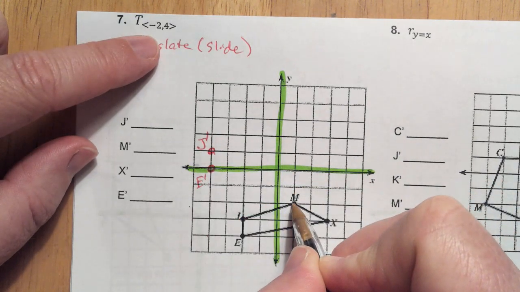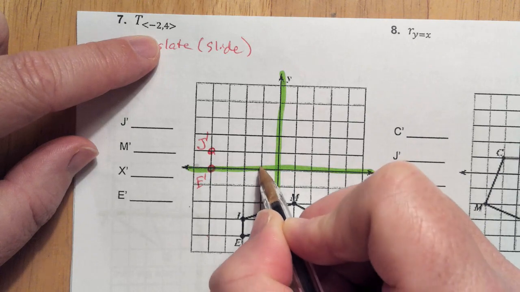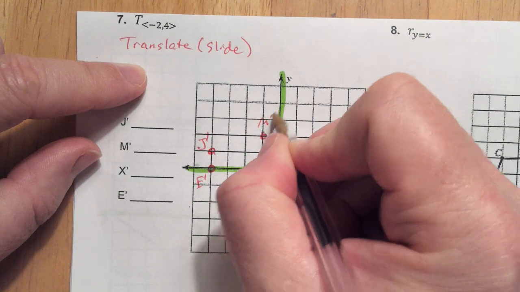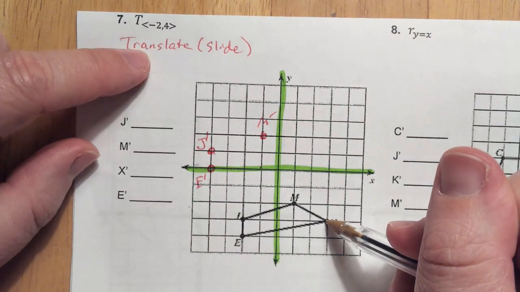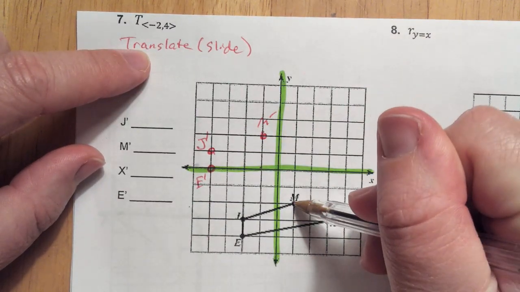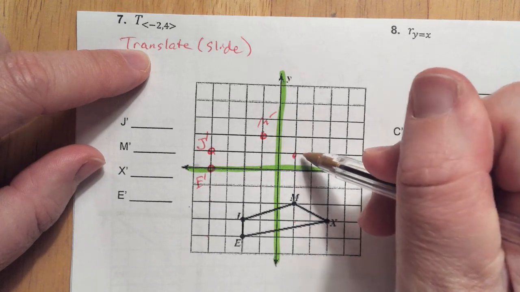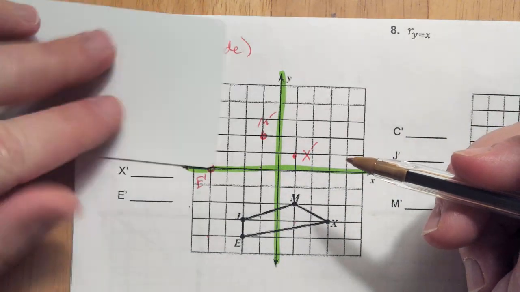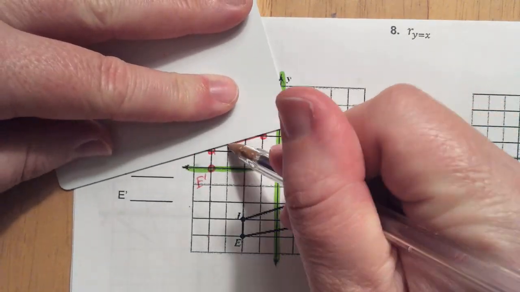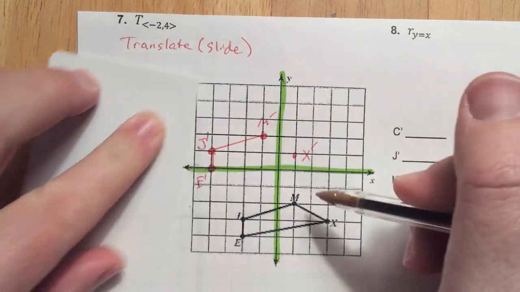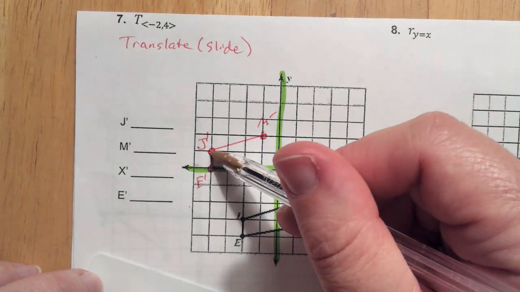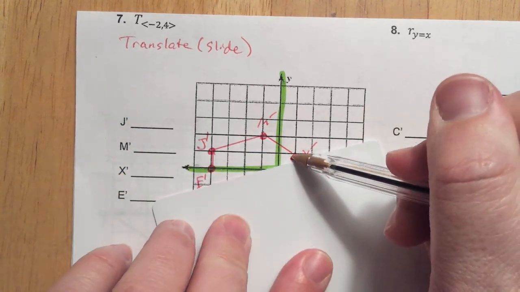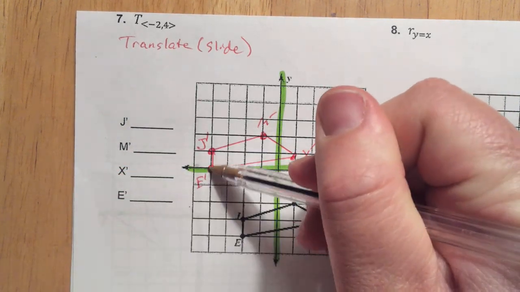M, we're going to go -2, 1, 2, +4, 1, 2, 3, 4. That is my new M. Okay, X, go -2, 1, 2, +4, 1, 2, 3, 4. And that's our new X prime. All right, we're going to take our ID, and we're going to connect the dots in the same order that they were presented. So J goes to M, which goes to X, which goes to E, and then it goes back home to J.